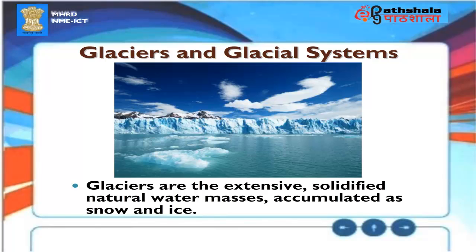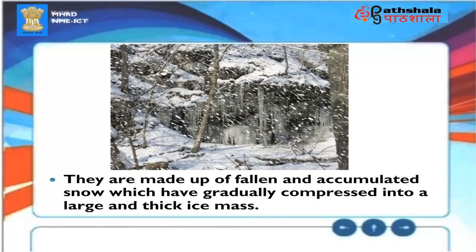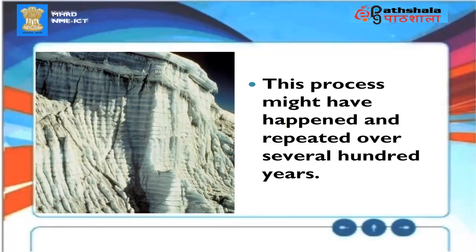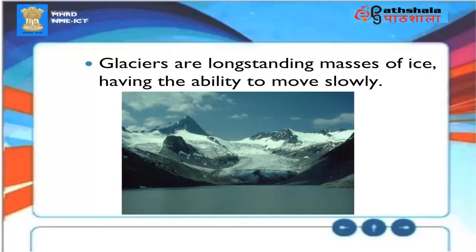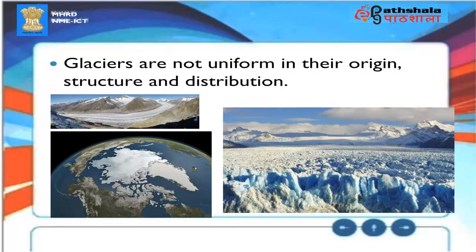glaciers and glacial systems. Glaciers are the extensive, solidified natural water masses accumulated as snow and ice. They are made up of fallen and accumulated snow which have gradually compressed into a large and thick ice mass. This process might have happened and repeated over several hundred years. Glaciers are long-standing masses of ice having the ability to move slowly. Due to sheer mass, glaciers flow like very slow rivers. Glaciers are not uniform in their origin, structure, and distribution.